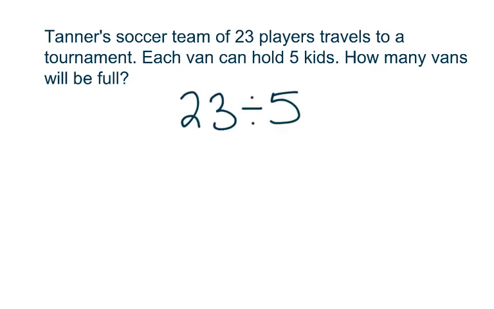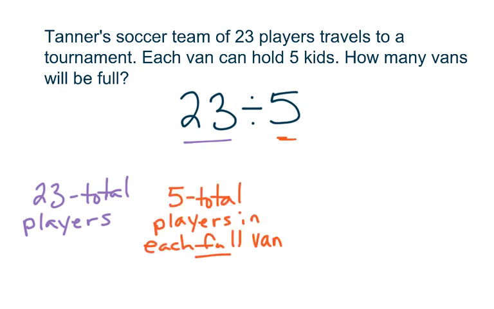There are a total of 23 players that are traveling to the tournament. So my 23 is going to represent my total number of players. And my 5 is going to represent the number that can be in each van for each van to be full. So my 5 represents the kids in each van for a van to be full.